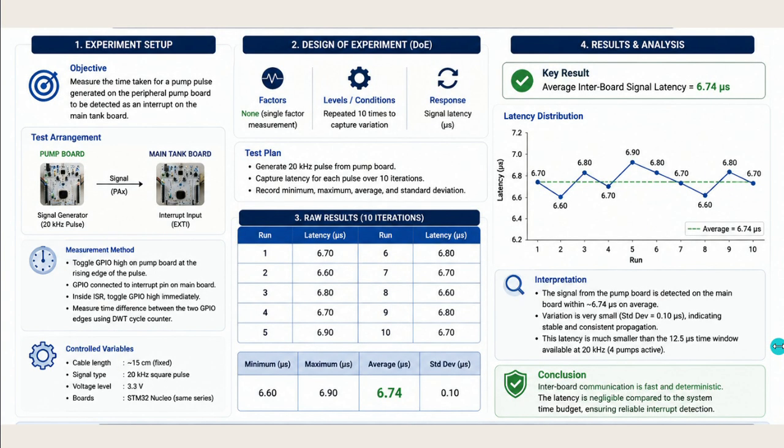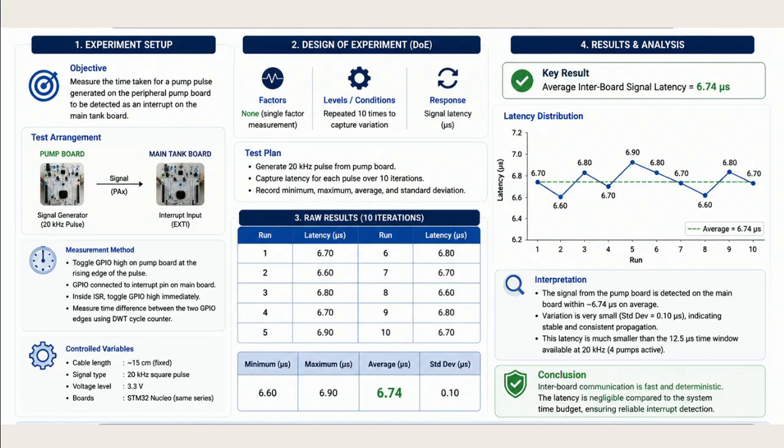So this experiment measures how long it takes for a pump signal from the peripheral STM32 board to trigger an interrupt on the main STM32 board. The peripheral board generates a 20 kHz pulse, and the latency is measured using the STM32 DWT cycle counter. After repeating the test 10 times, we obtain an average latency of 6.74 microseconds with very little variation.